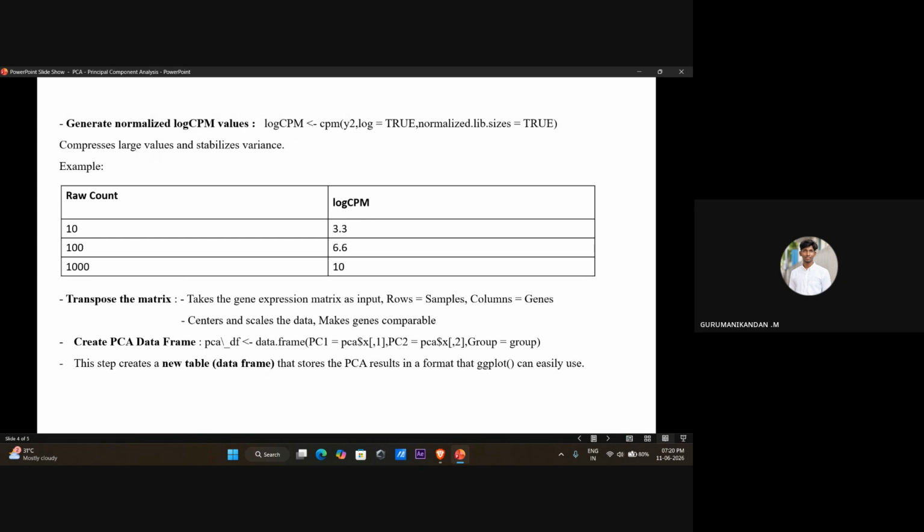From the values, it takes the input as rows and columns, where the samples and genes are included. So it centers and scales the data, and after this the data can be comparable. So here the data frame is created. By the data frame, the PCA values are created. The plot gets visualized by the graphical representation.